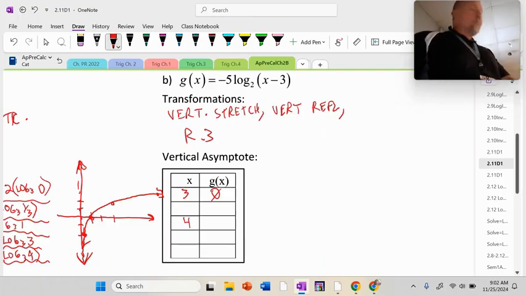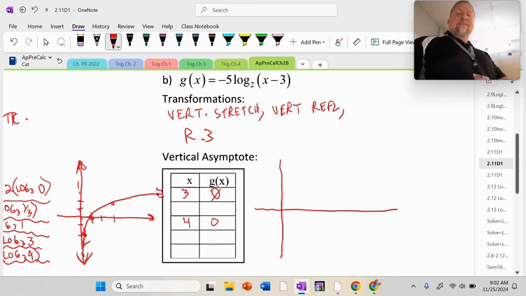What's 4 minus 3? 1. There we go. Log base 2 of 1 is what? 0. What's 0 times who cares? 0. Who cares? Someone just answered. They didn't. I just thought that'd be funny.